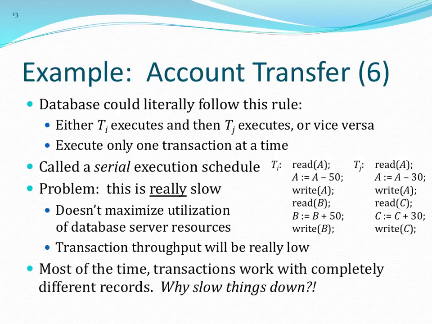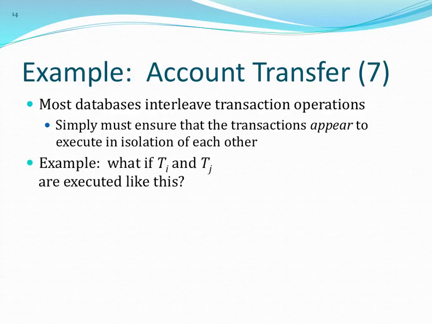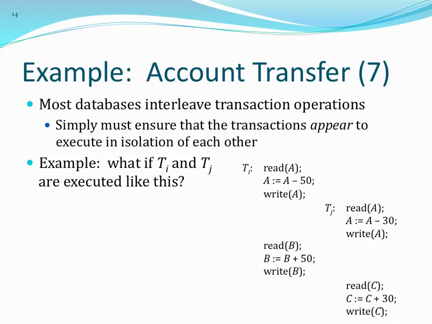Yeah, so this is what I was saying before. Why slow things down if we're working with different records? So there are many ways to interleave these operations, and databases, if they're clever enough, can interleave things so that it looks like they're executing in isolation of each other, but they may actually overlap. So here's an example. TI does its read and write of A, then TJ reads and writes A, then TI reads and writes B, and TJ reads and writes C.